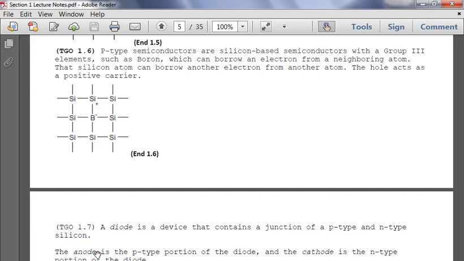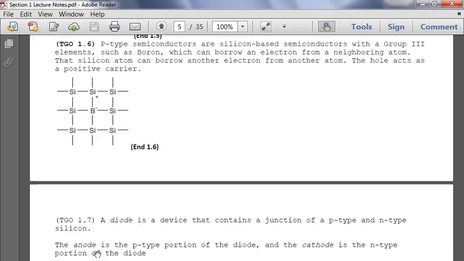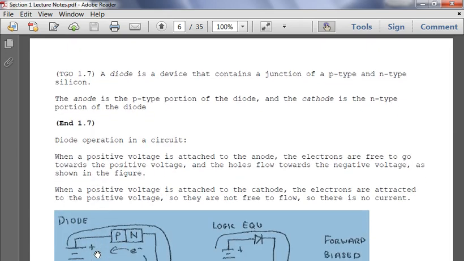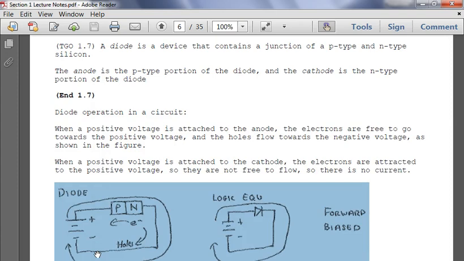Hey, any other questions? All right, so I'm going to scroll past 1.6. Just as I explained before with the diode, you hook up a positive voltage to the P-type semiconductor. When it works, the electrons flow this way, the holes flow this way, and you have current flow. This is the logical equivalent of a triangle with a line there, and it flows just fine. I'll scroll down a little bit.